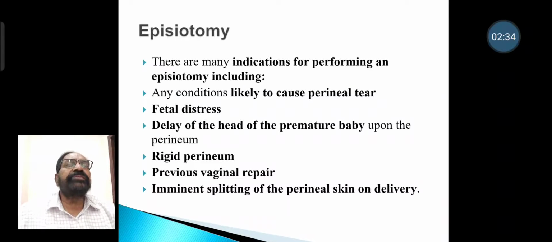There are many indications for performing an episiotomy that include any conditions likely to cause perineal tear: fetal distress, delay of the head of a premature baby upon the perineum, rigid perineum, previous vaginal repair, and imminent splitting of the perineal skin on delivery.